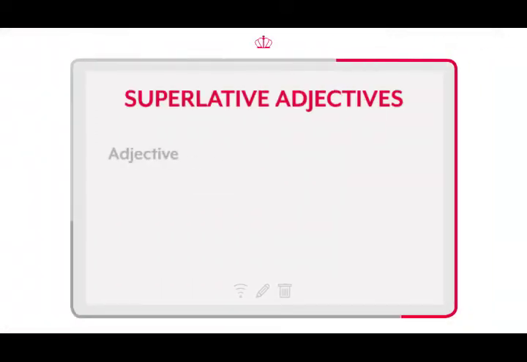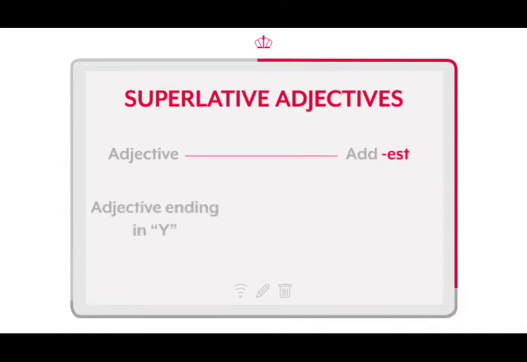As in the comparative adjectives, we just have to add EST, and when the adjective ends in a Y, we drop the Y and add IEST. Así como en los comparativos, aquí también tenemos que agregar EST, y si el adjetivo termina en Y, quitamos la Y y agregamos I latina EST.